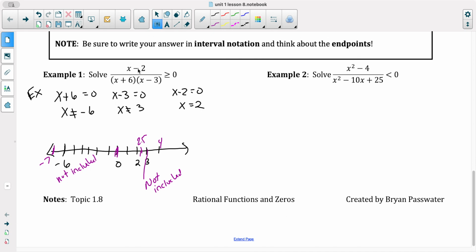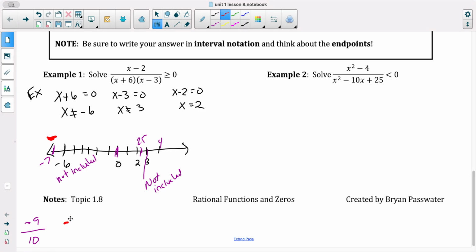So -7 minus 2 is -9. -7 plus 6 is -1, times -10, which would be 10. So -9 over 10 is just going to be a negative number. So no, we already know -6 is not included. So now the next number I'm going to check is going to be 0, because the numbers I have to check between and outside of are -6, 2, and 3. All right, so 0.